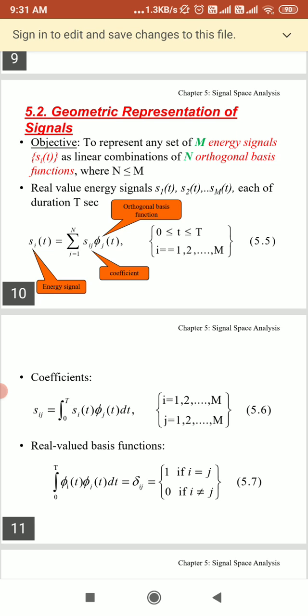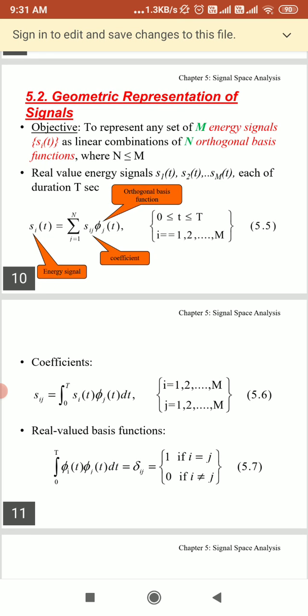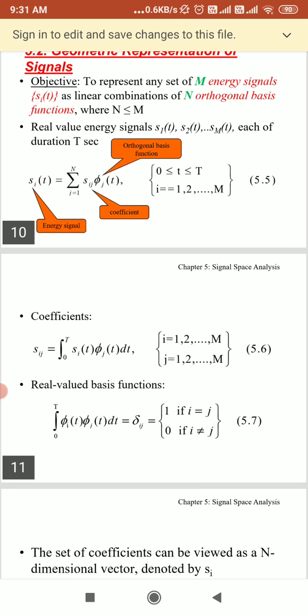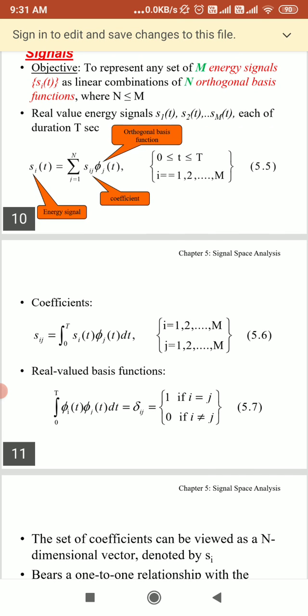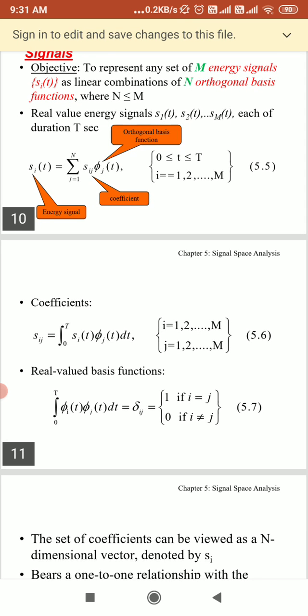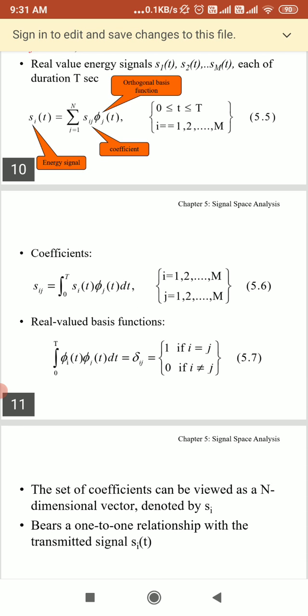So to do that, we take our energy signals S1 of t, S2 of t, S3 of t up to Sm of t, each of duration t seconds. How will we get it? We have seen that we will get the energy signal Si of t equal to summation j equal to 1 to n of Sij phi j of t. So we can say Sij is the coefficient, and phi j of t is nothing but the orthogonal basis functions.